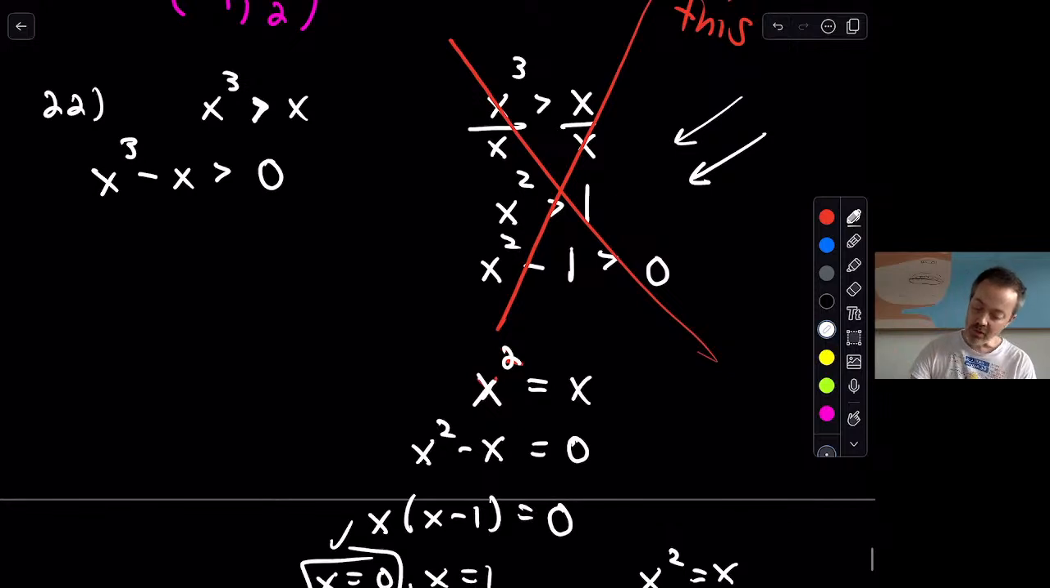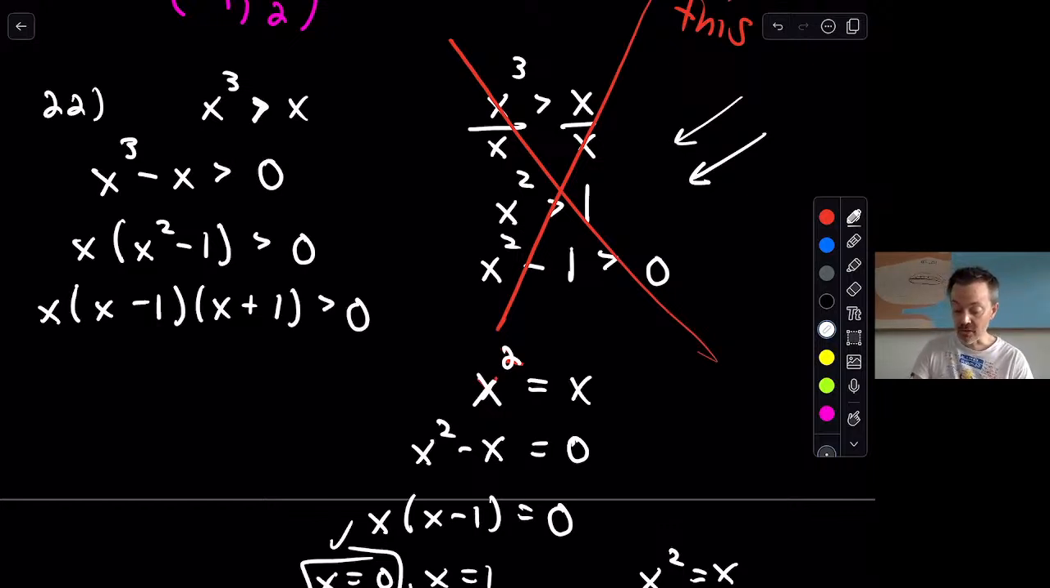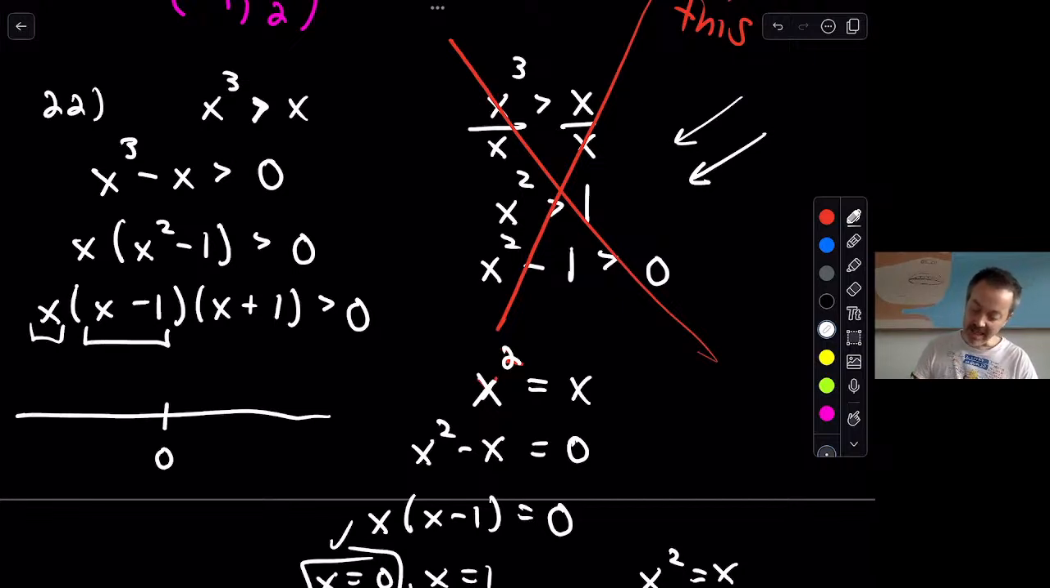Okay, x to the third minus x. We factor out an x. That's x squared minus 1. And again, I just think, can I keep factoring? Well, x squared minus 1 we can factor as x minus 1 and x plus 1. Recall that's a difference of perfect squares. Notice if I take the first factor and set it equal to 0, that would give me 0. If I take the second factor and set it equal to 0, I would get 1. And the last one would give me negative 1.